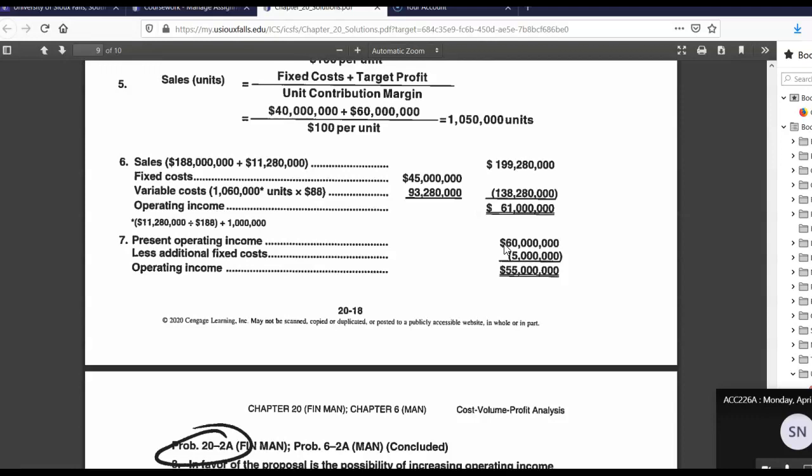So I think that's interesting to see, is that when you look at the additional fixed costs that you had to add, we're only making $1 million more with those 60,000 additional units.